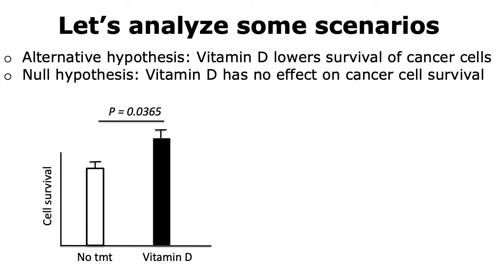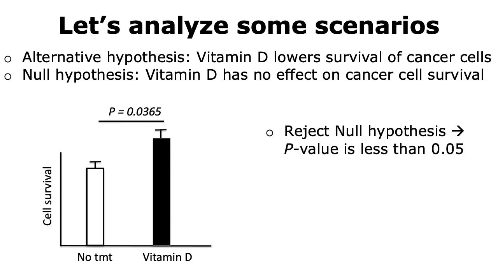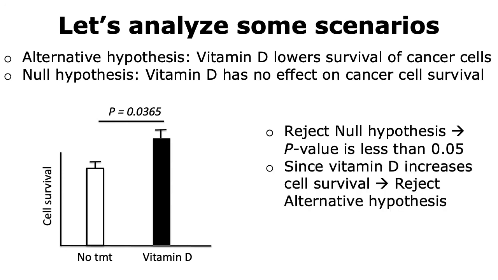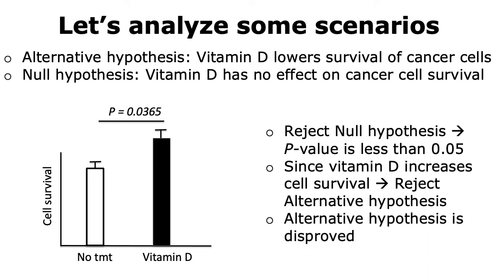In this scenario, the p-value is still 0.0365. So since it is less than 0.05, we will reject the null hypothesis. However, when we look at the trend that the data is showing, we're actually seeing an increase in cell survival when the cells were treated with vitamin D. Since vitamin D increases the cell survival, it contradicts the proposed alternative hypothesis where we stated that vitamin D actually lowers the survival of cancer cells. Thus, we will have to reject our alternative hypothesis because the experiment does not support the hypothesis that we had proposed. In this case, the null hypothesis has been rejected and the alternate hypothesis has also been disproved or rejected.